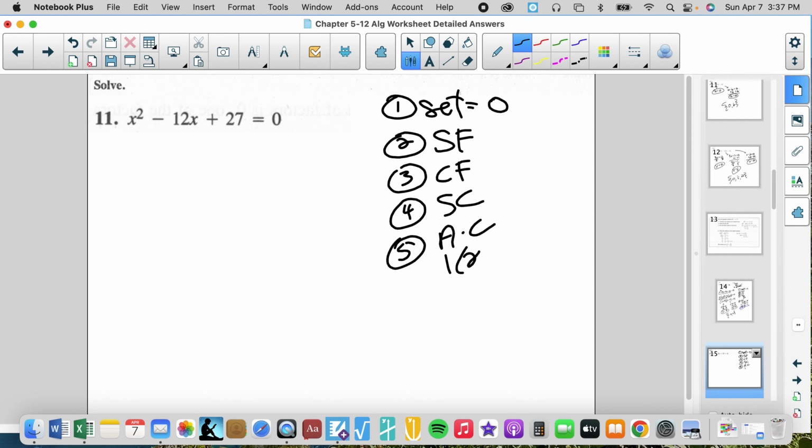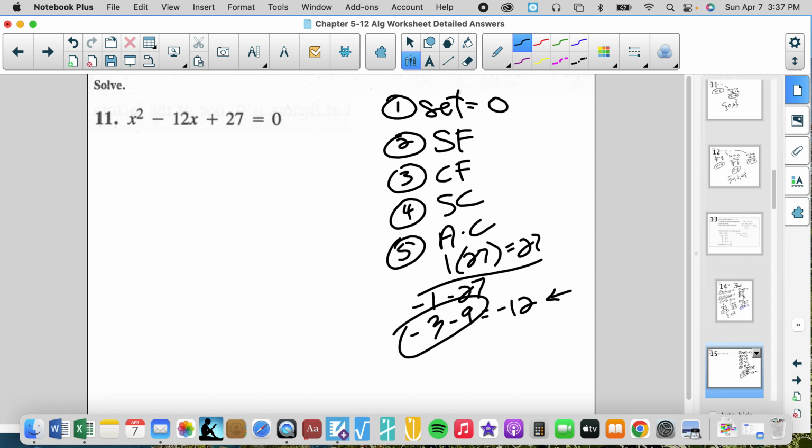A is 1, C is 27. Factors of 27 are 1 and 27, 3 and 9, that's it. Signs are the same, both are negative. Negative 12, that's my middle. So I'm going to use negative 3 and negative 9.